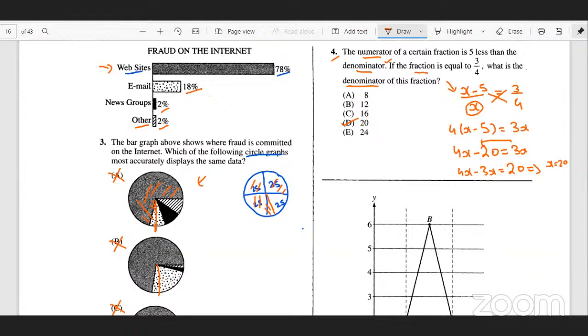So I would strongly advise you guys that whenever you are solving a question, don't keep things in your mind. In fact, write them mathematically. As soon as I read this line, the numerator of a certain fraction is 5 less than the denominator, I immediately wrote this fraction, right? Just so I don't have things in my mind. In fact, I have them on paper in front of me. Okay, all right. So we are done with 4 questions.